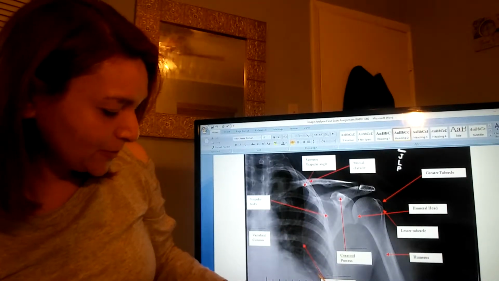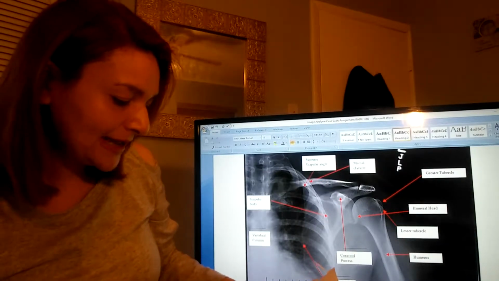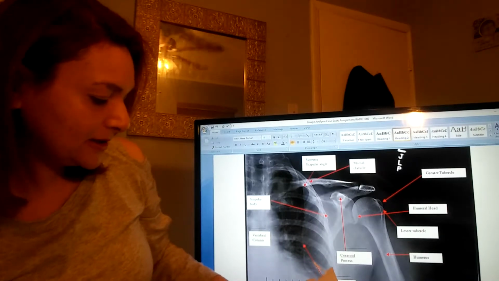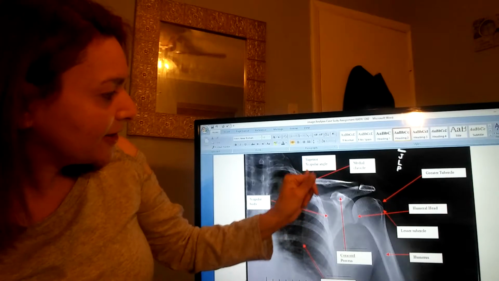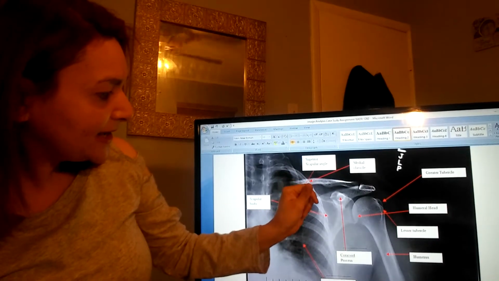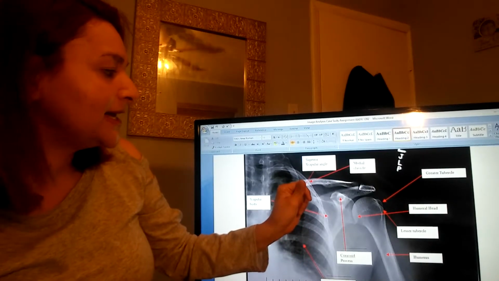Now the scapular body should be without longitudinal foreshortening, and the mid clavicle should superimpose the superior scapular angle. So this is our mid clavicle here. This is our superior scapular angle. Now you can see right here where they are superimposing each other directly.